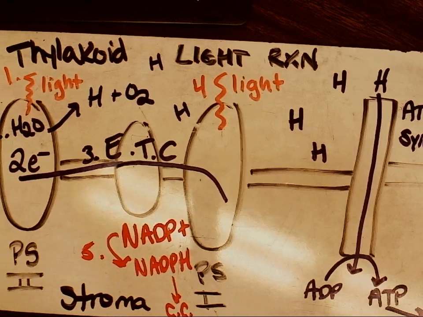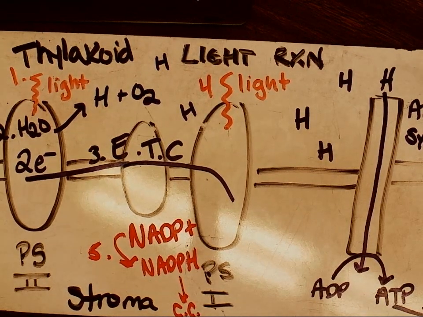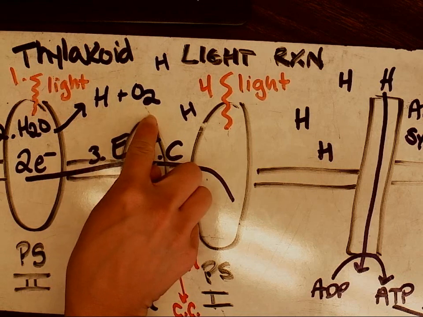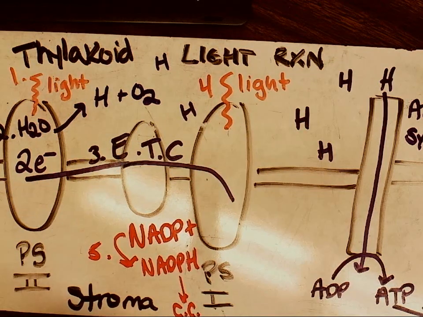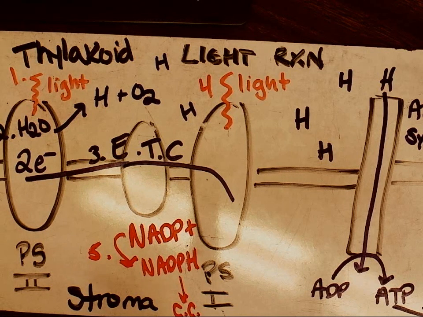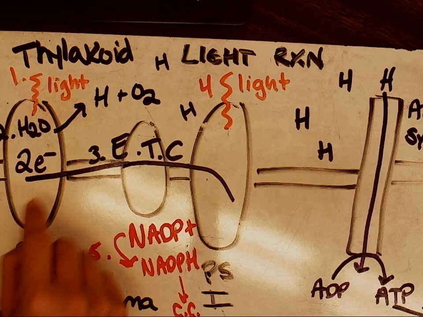So, let's just walk through this again. Let me slide this over. The light reactions are the very first step. Light is going to enter photosystem 2. When light strikes water, water is going to break down into hydrogen and oxygen. This oxygen is free to leave, it's no longer needed, and it's going to diffuse into the atmosphere. Water is also going to give 2 electrons.